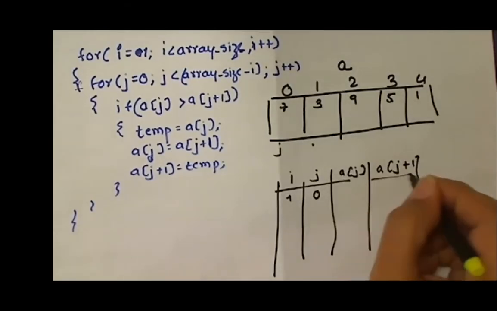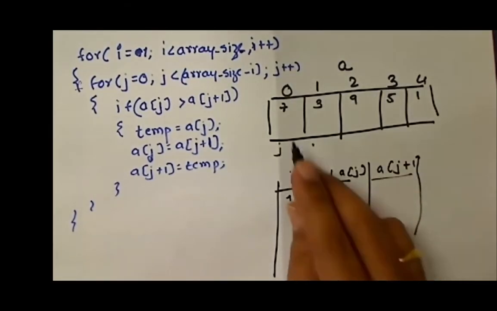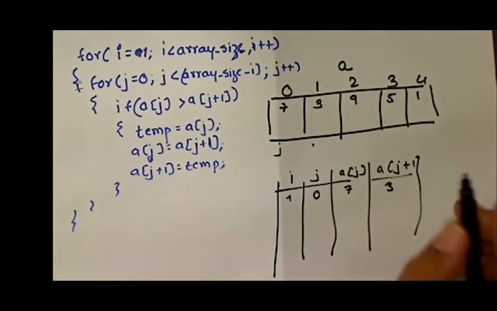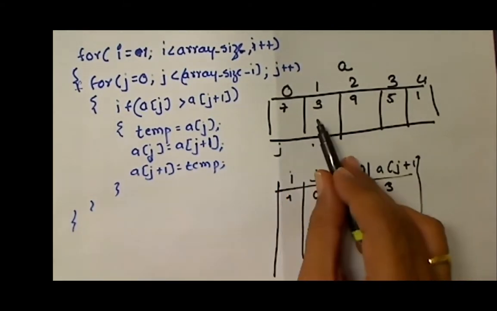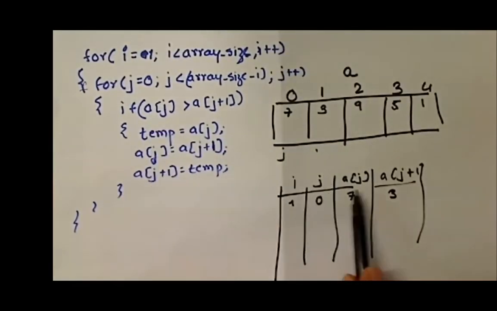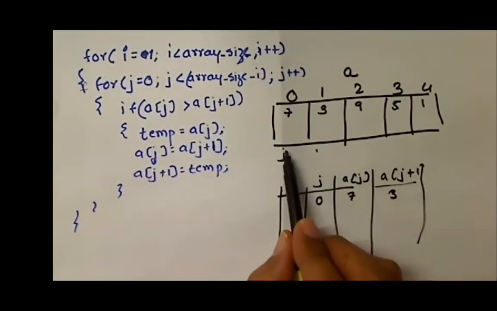So if j's value is 0, and a of j has 7, then j plus 1 has 3. Can you get that? If j has 7, then j plus 1 has 3. Then what are we checking? Is a of j greater than a of j plus 1? Is a of j, 7, greater than 3? Is 7 greater than 3?